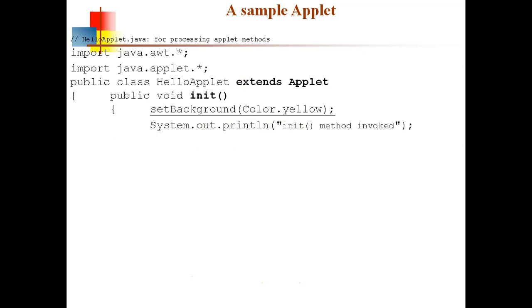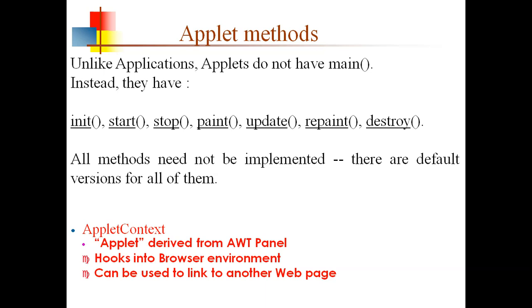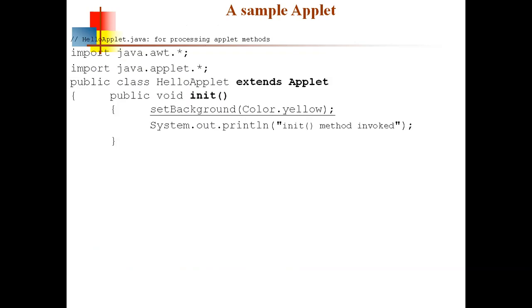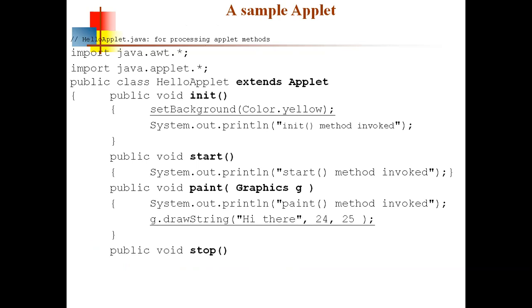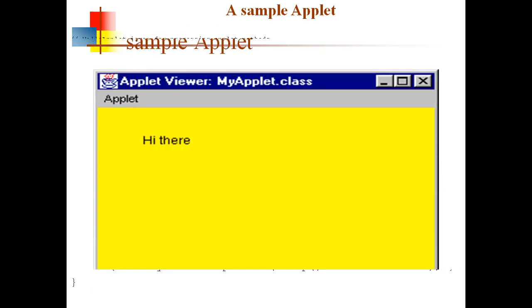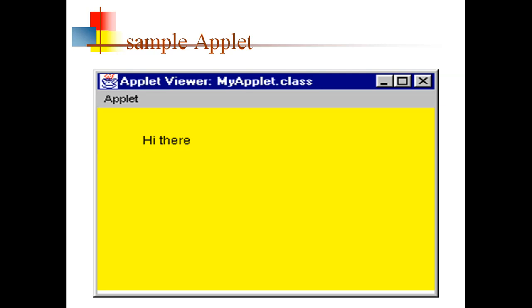So these are the different functions: init, start, stop, paint, update, repaint, destroy. Accordingly we will implement the init function, start function, paint function, and stop function. All the functions will be executed, and accordingly their messages will be displayed on the screen.